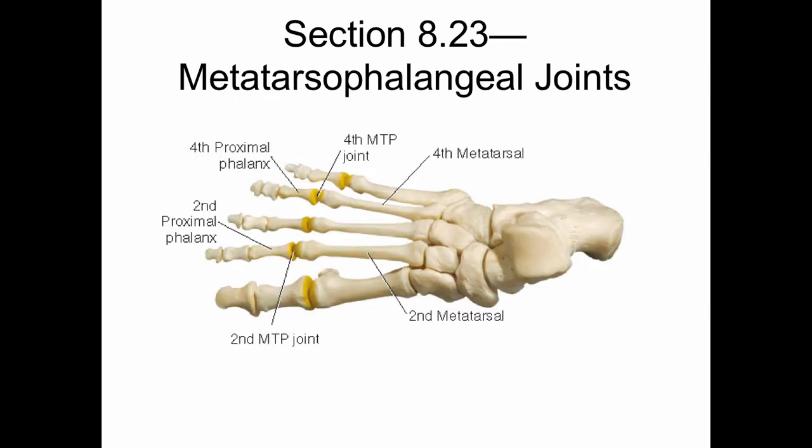The metatarsophalangeal joints are located between the heads of the metatarsals and the bases of the proximal phalanges of the toes. They are numbered from the medial side to the lateral side as MTP joints 1 to 5. The MTP joints are synovial joints, and they are diarthrotic.